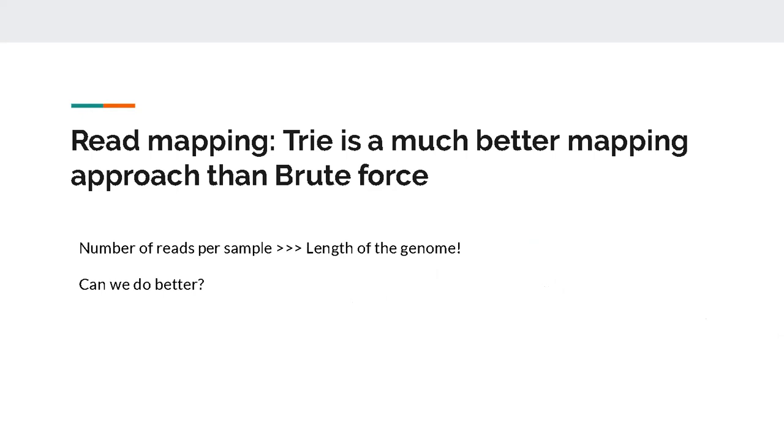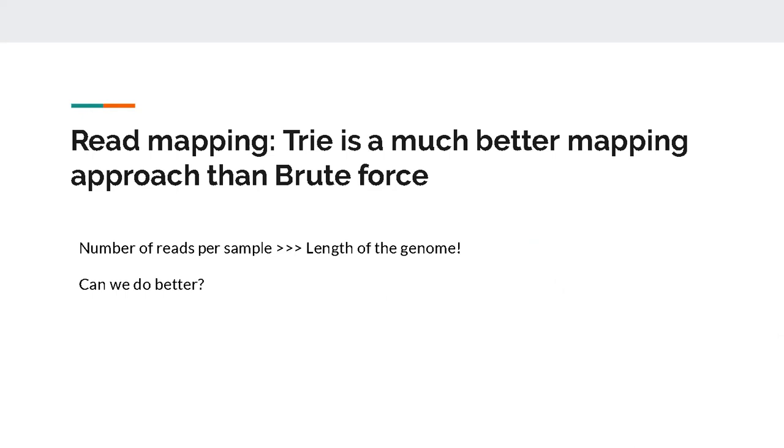So definitely a trie is a much better mapping approach than brute force. But now remember, we fragment our DNA into a number of chunks. And because of this, usually you tend to get a large number of reads per sample as opposed to the length of the genome. So for example, if your E. coli genome is 4.6 million base pairs, usually you would want to get a number of reads which would be up to tens of millions of reads per sample. So therefore, the number of reads will be much more as compared to the length of the genome.